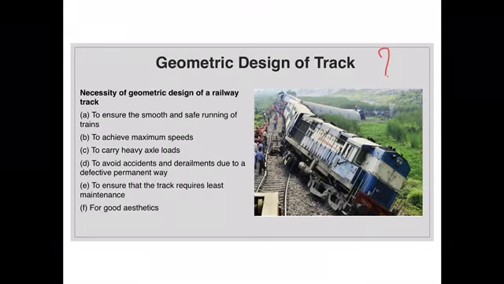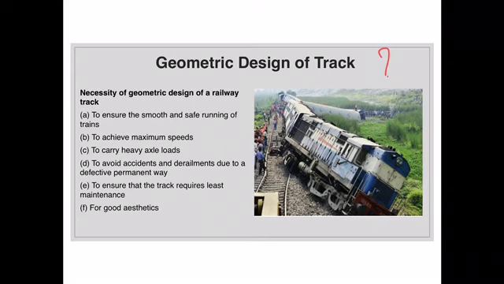To avoid all these things, all the geometrics need to be properly considered, which is required to ensure the smooth and safe running of the train. With proper geometrics a maximum speed can be achieved, and the trains will be capable of carrying heavy axle loads. A track constructed considering all the geometric aspects will be safe, and the number of accidents and derailment issues because of a defective permanent way can be avoided.